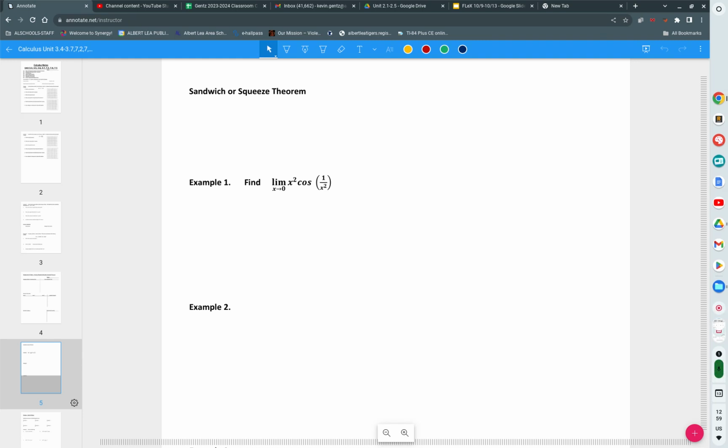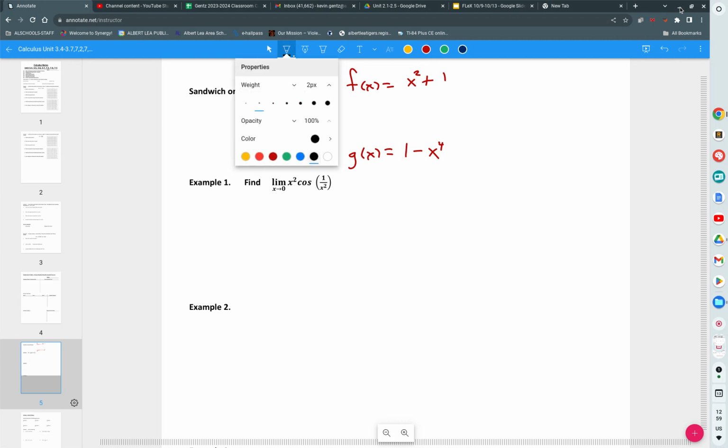The sandwich theorem says: suppose I have the function f of x equal to x squared plus 1. Everybody okay with that? And suppose I have another function, g of x equal to 1 minus x to the 4th. Is everybody okay with those two? All right. So then what I'm going to do is graph those.